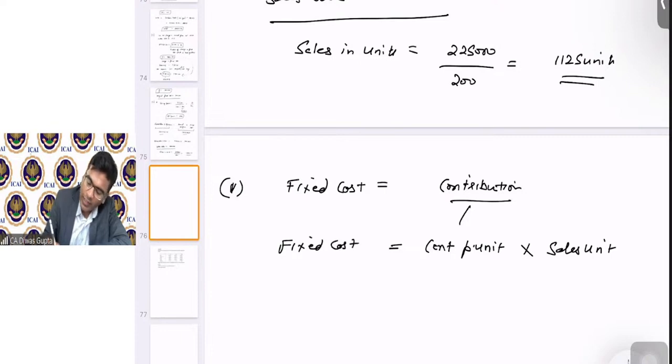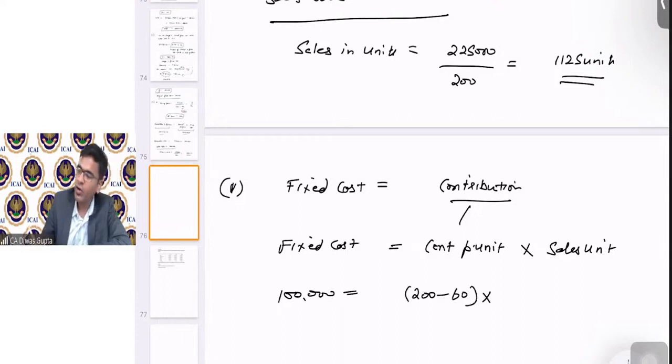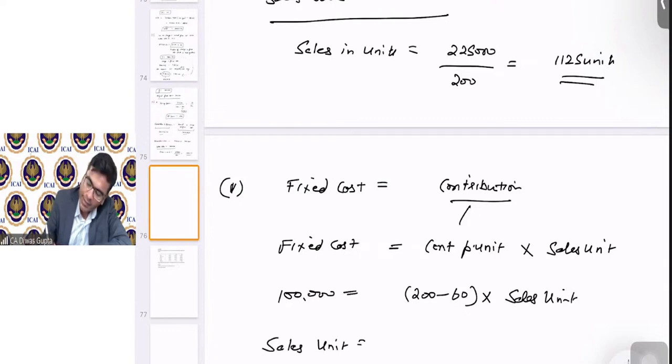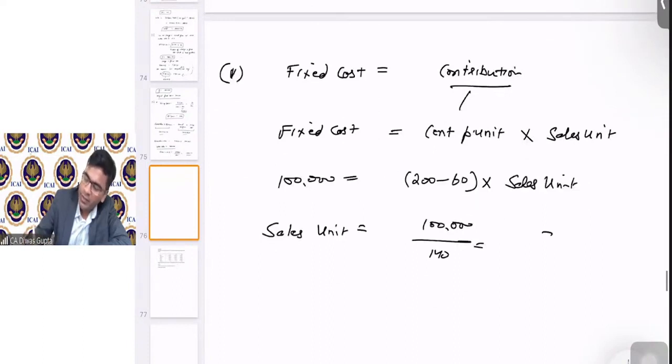Let's put down all the values here. 1 lakh is the fixed cost. Contribution per unit is 200 minus 60, which is 140 per unit. And sales unit is what we have to calculate, correct? So sales unit is equal to 1 lakh divided by 140, which is 714.285 units.